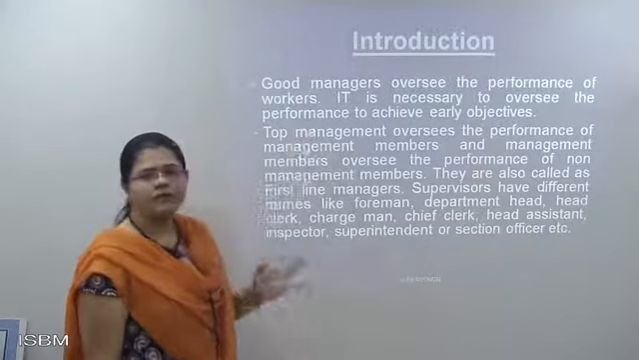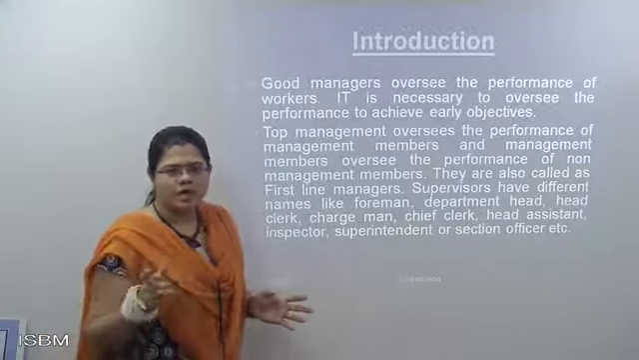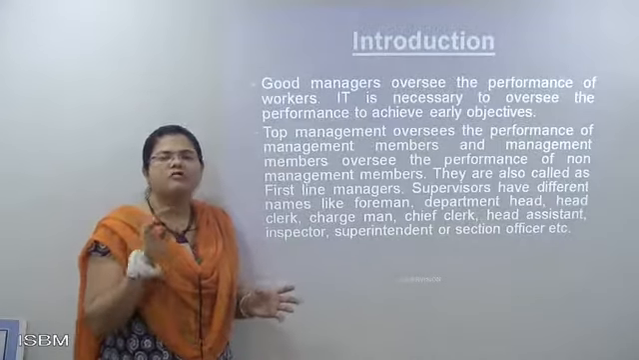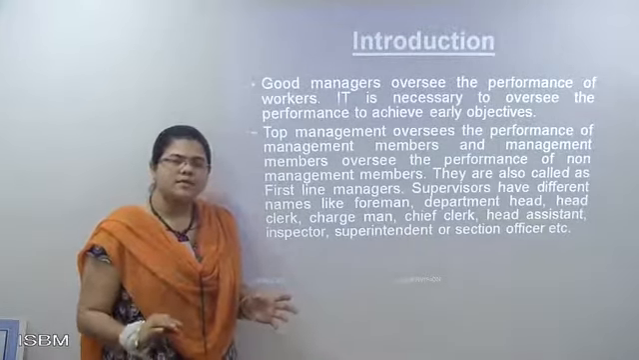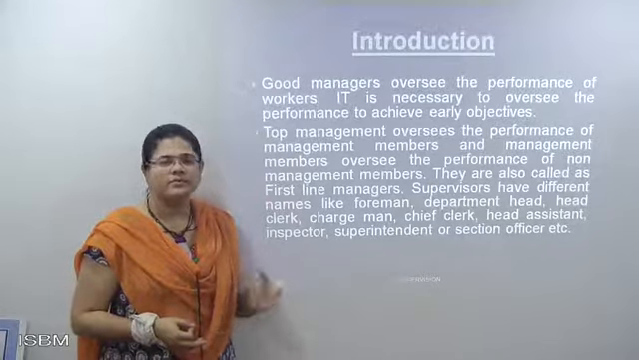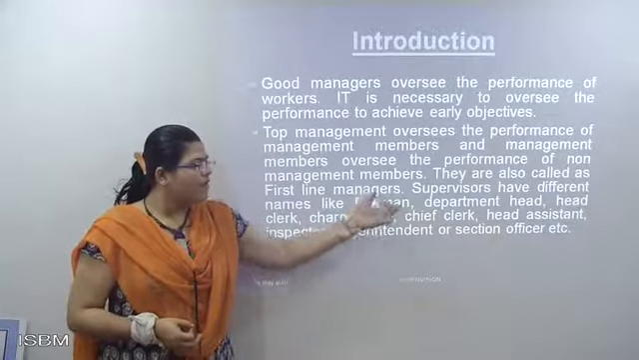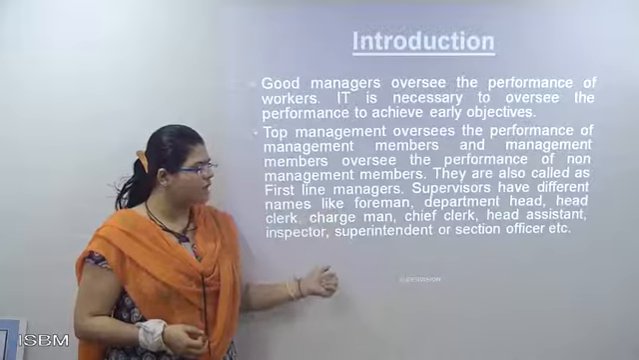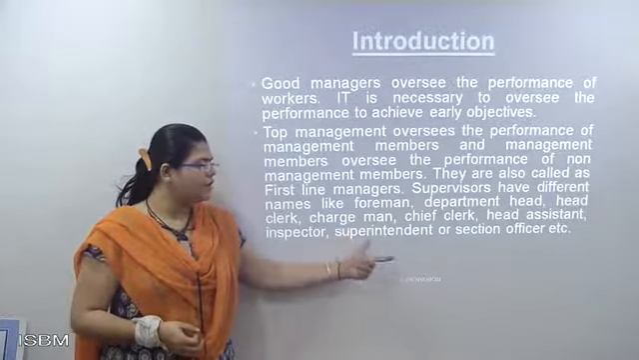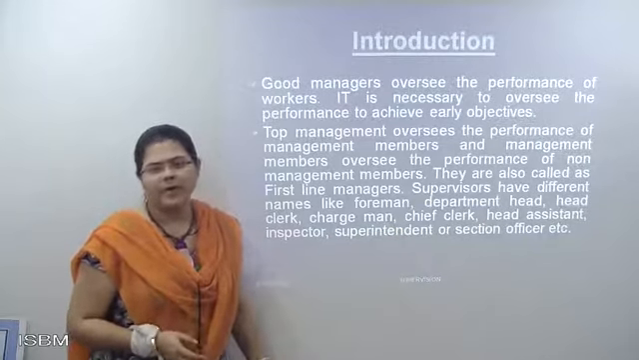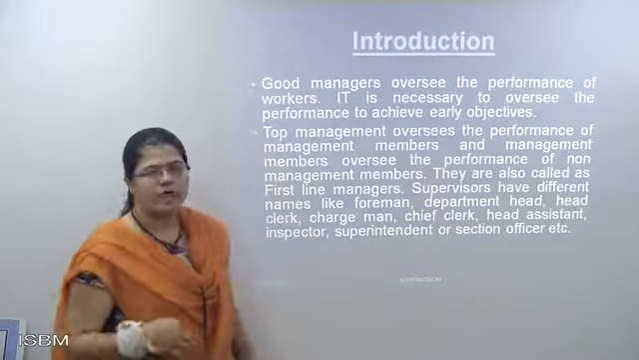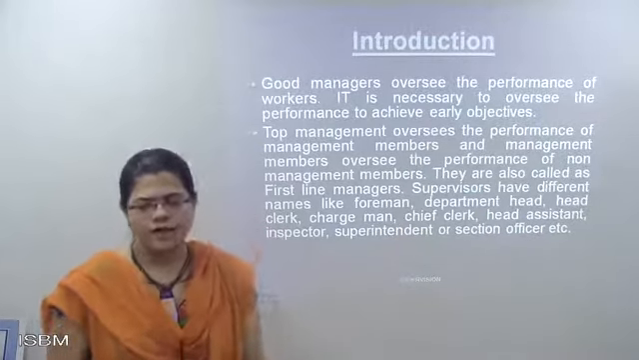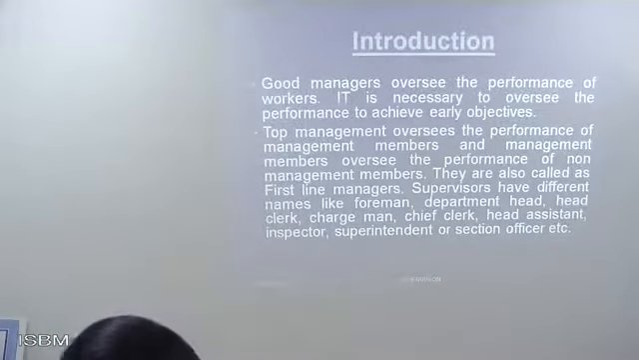Previously we saw the term administration supervision. The first chapter talks about administration supervision, meaning how supervision is done in management. If a person is appointed as a supervisor, he might be a foreman, departmental head, head clerk, chargeman, chief clerk, head assistant, inspector, superintendent, or section officer, etc. According to that role he is given a name and does his work according to the charge he has been given. This is one way in which supervision is conducted.